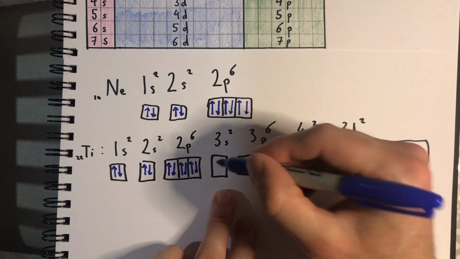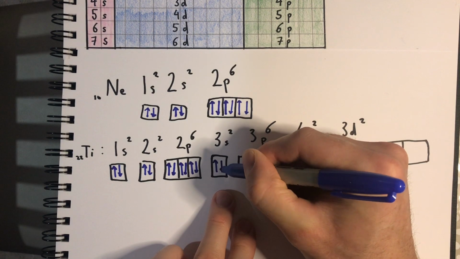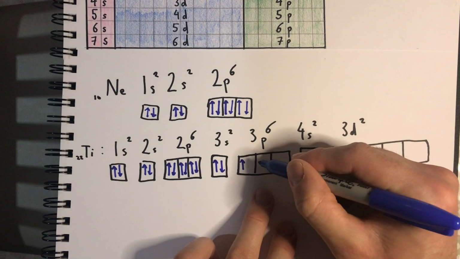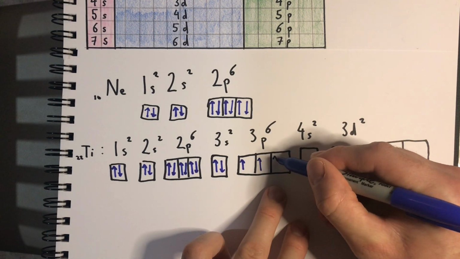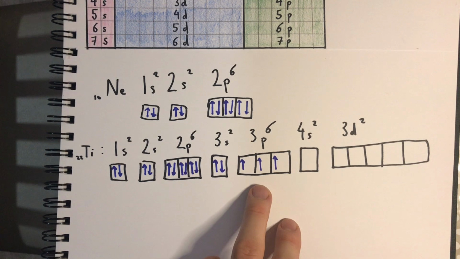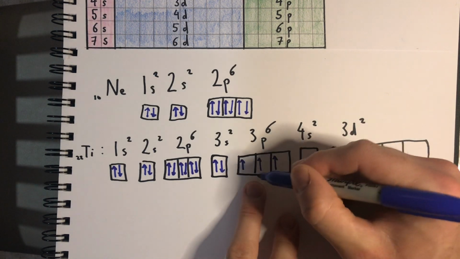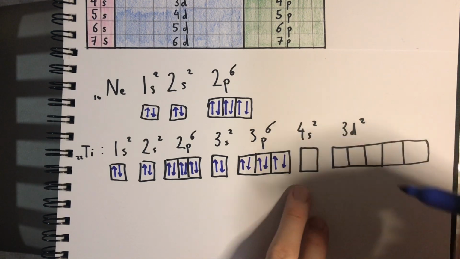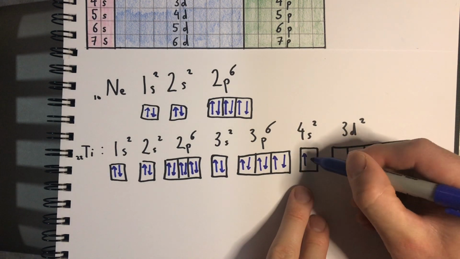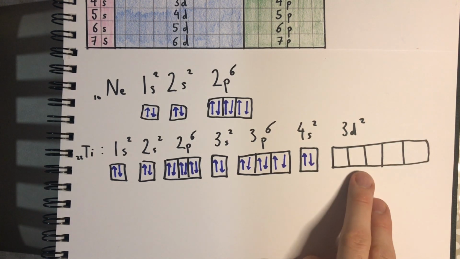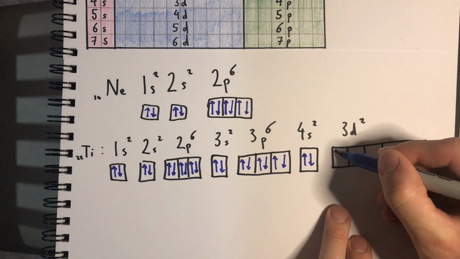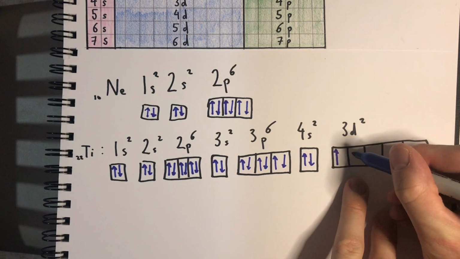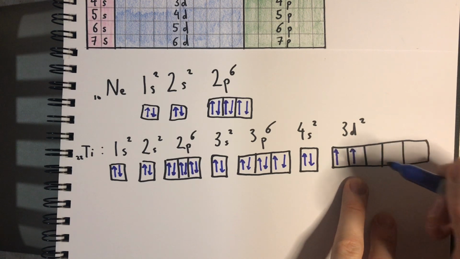Then I can move on to 3s, arrow up and arrow down. Then 3p6, or 3p, first orbital, then the next one, avoiding each other, these electrons as best they can. Then they're forced to go back to the first orbital again, then the second, then the third. 4s, up and down, that's 4s2. Then they move on to 3d. So for 3d, one electron in the first orbital, again they avoid, so you go to the next one, like so.